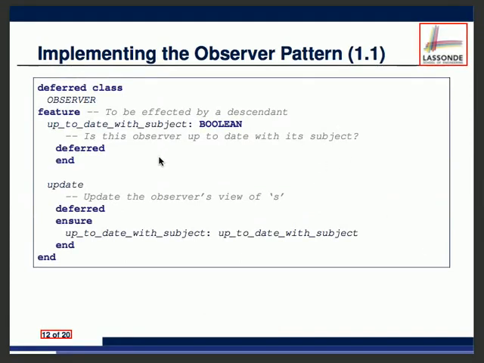So what does it really mean to keep up to date? You can see the only thing we say is ensure up to date with subject. Remember we talked about subcontracting two weeks ago. What does it mean when we have ensure here? It means it's going to be conjoined with any postcondition you might put in the subclasses. So don't forget, it's conjoined, so that's going to be accumulated. That's why it makes sense to define this at the top level.